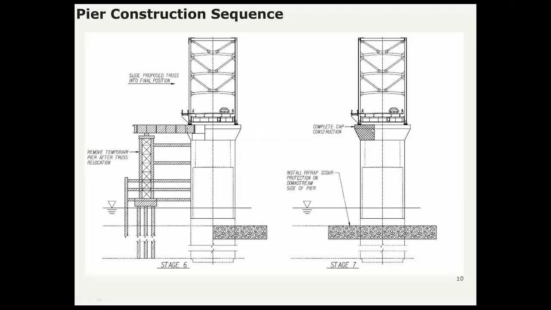And once that's out of the way, we can complete the construction of the pier cap. And during this process, we're also installing the riprap scour protection around the base of the pier, which prevents that essential material from ever scouring away to make the pier unstable.